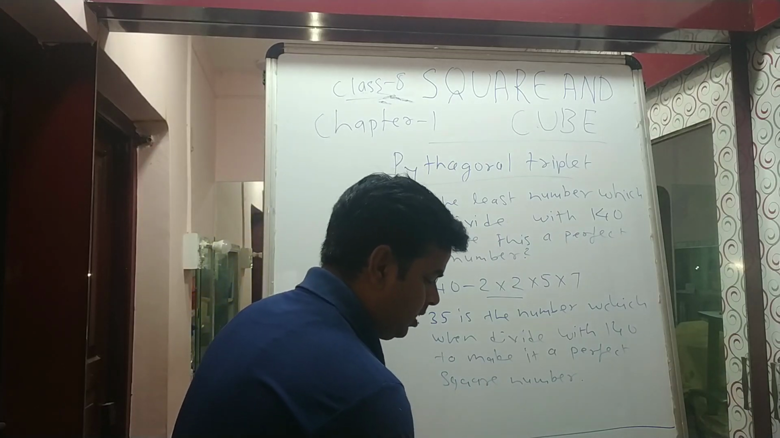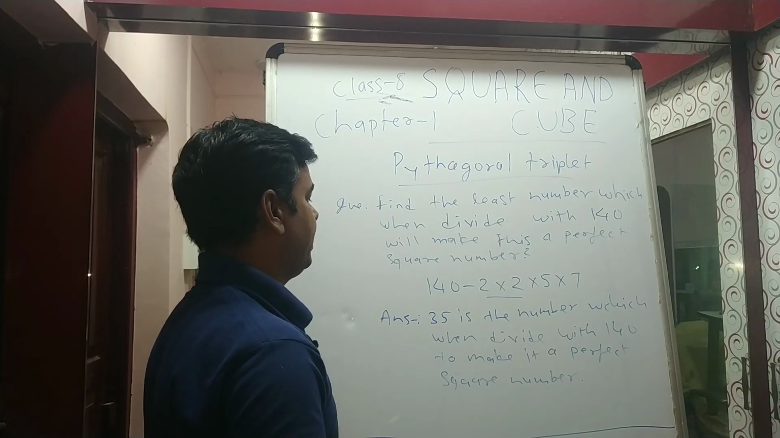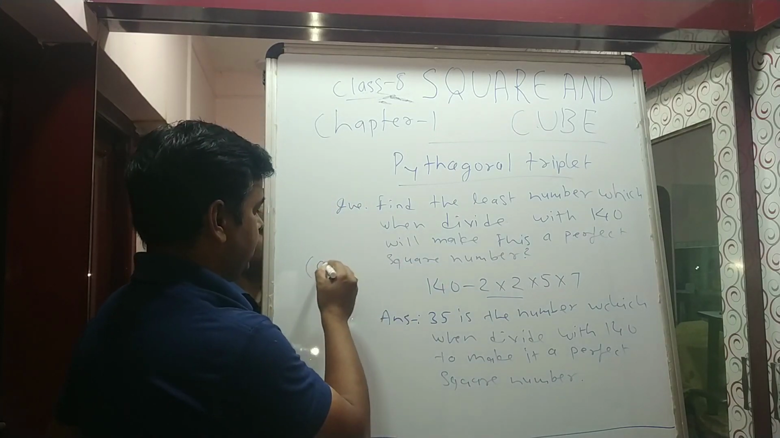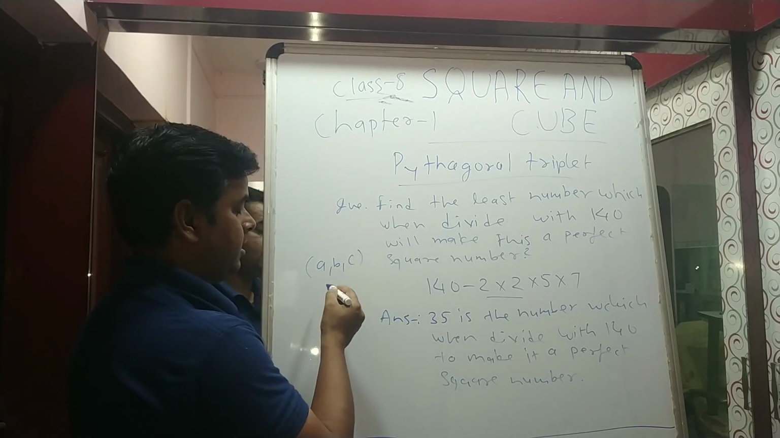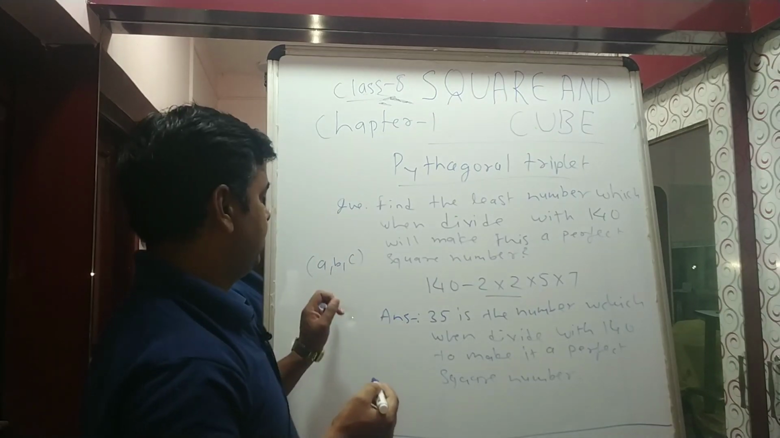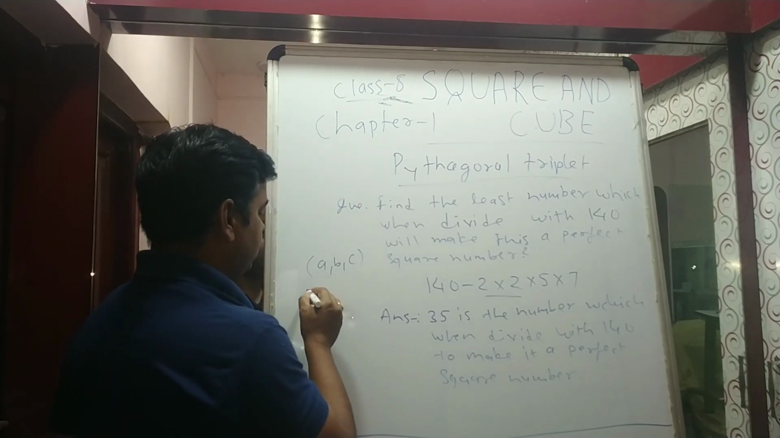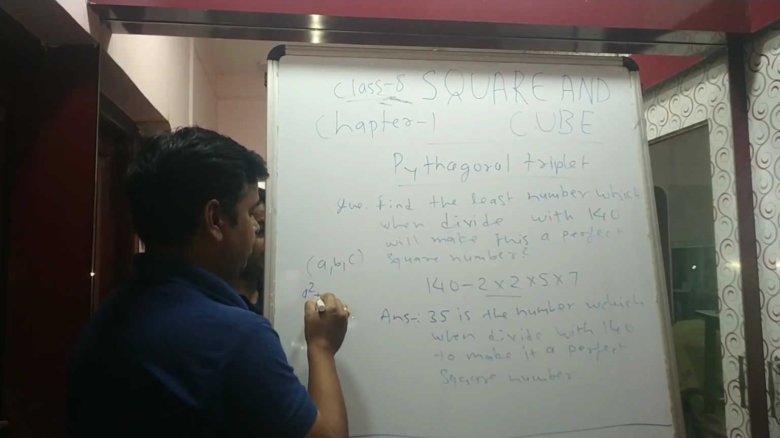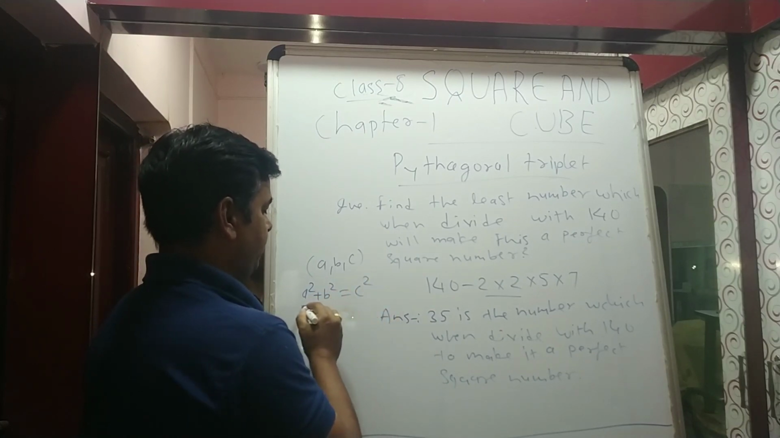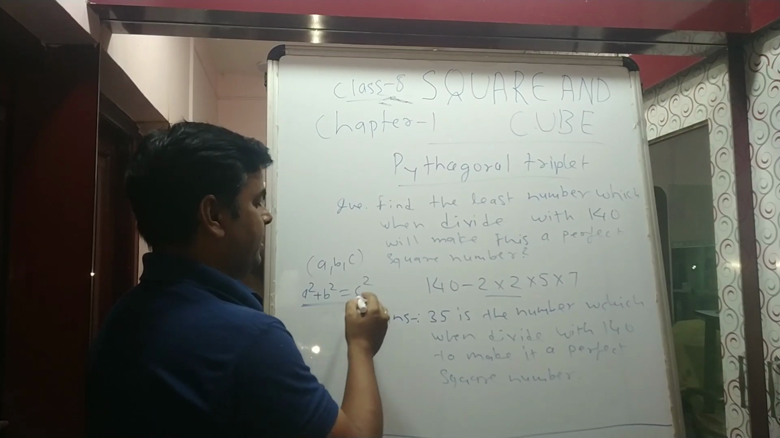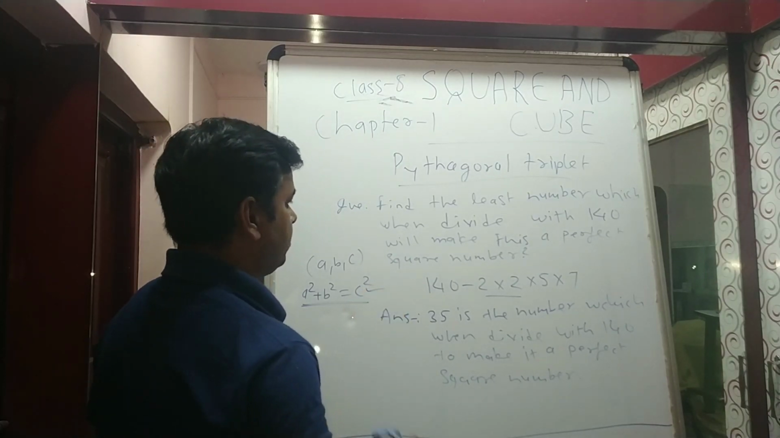One is Pythagorean triplet. There are three numbers given to us in a bracket. Let's say this is A, B and C. What we need to check is whether the numbers form a Pythagorean triplet or not. We need to square A, then plus B square, and it should be equal to C square. If this is the case, then we can say this is a Pythagorean triplet.